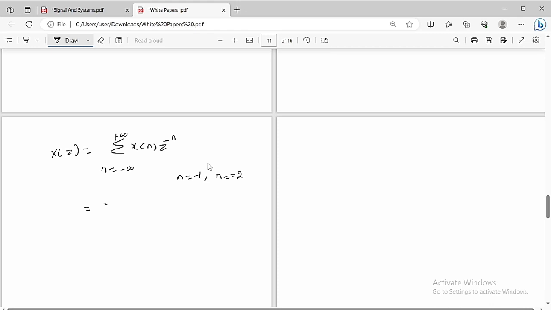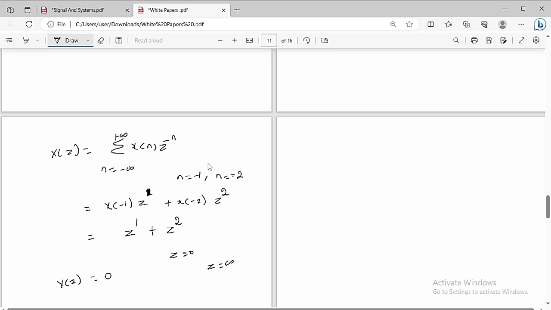From this we can say x of minus 1 into z to the power of plus 1, then x of minus 2 into z to the power of plus 2. Only these terms are going to be present and the remaining terms are 0. Let me assume x of minus 1 is plus 1 and x of minus 2 is also plus 1. So we get z to the power of 1 plus z to the power of 2. Suppose z is equal to 0, then X of z is nothing but 0.